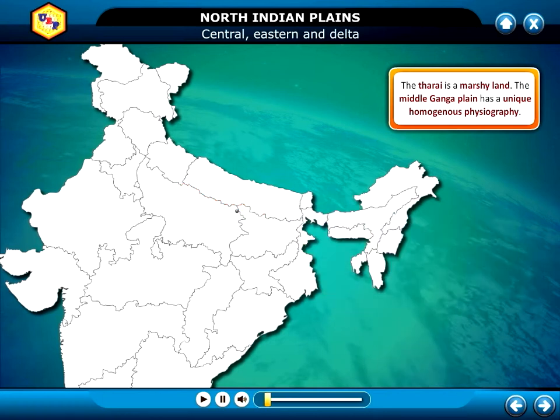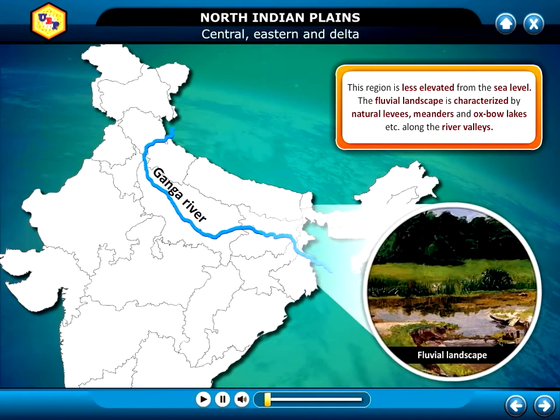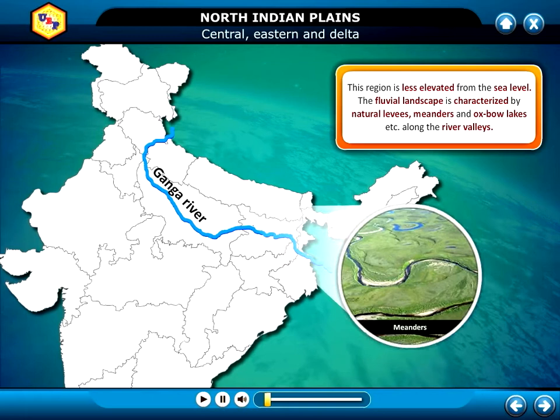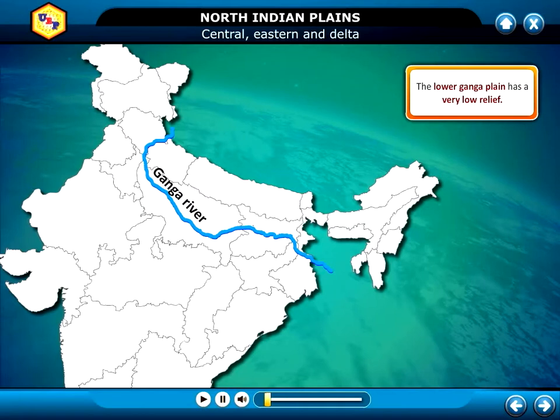The middle Ganga plain has a unique homogeneous physiography. This region is less elevated from the sea level. The fluvial landscape is characterized by natural levees, meanders, and oxbow lakes, etc. along the river valleys. The lower Ganga plain has a very low relief.